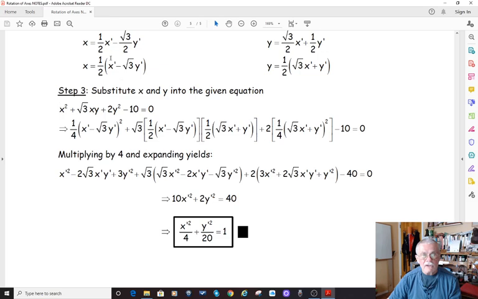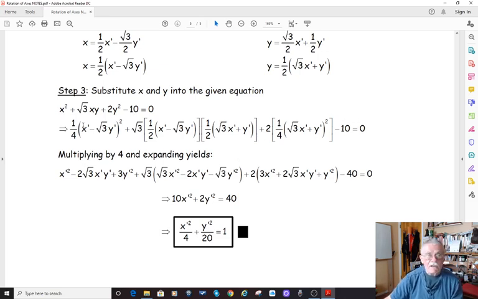This says x squared, so I can square this. Half squared is a quarter. This binomial has to be squared. We'll do that the next step. Then I get radical 3, x times y. So here's your x, and there's your y. And the next term is 2y squared. So I got my 2 on the outside. This has to be squared. I already squared the half, got a quarter. Yet to square this. Minus 10 equals 0.